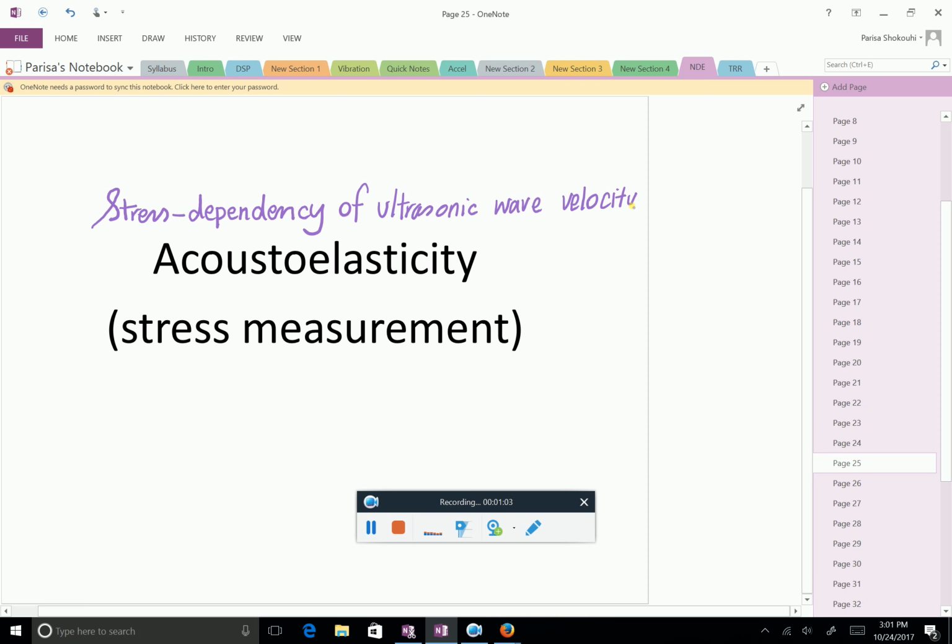So if your background is rock mechanics, as some of you are, you may think that it all comes from preferential crack closure, etc. But the fact is, even in metals, we have acoustoelasticity. So the models that explain acoustoelasticity deal with it in a more fundamental way. And we want to look at the formulation.